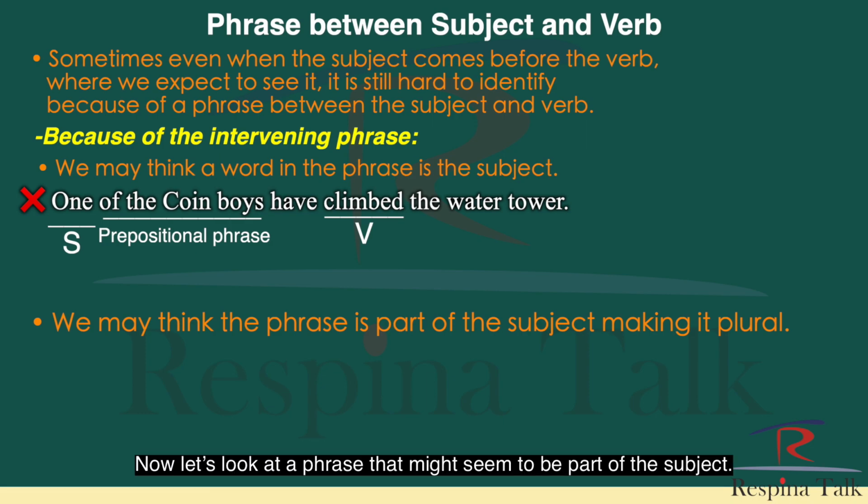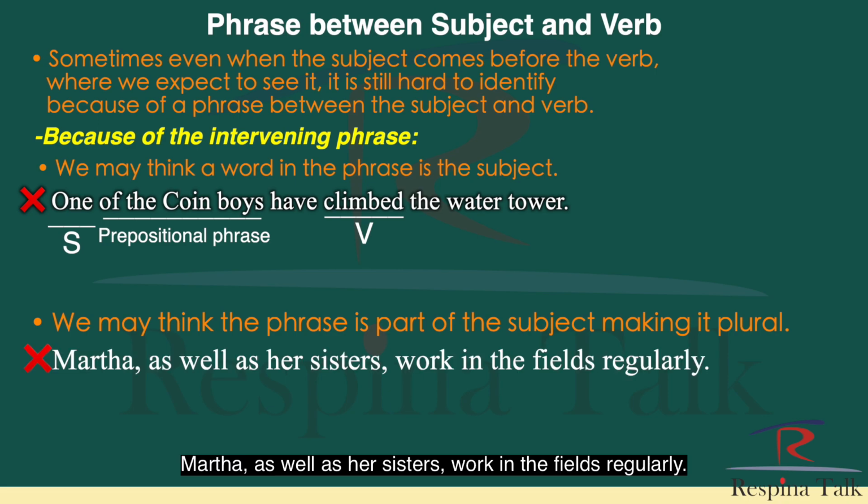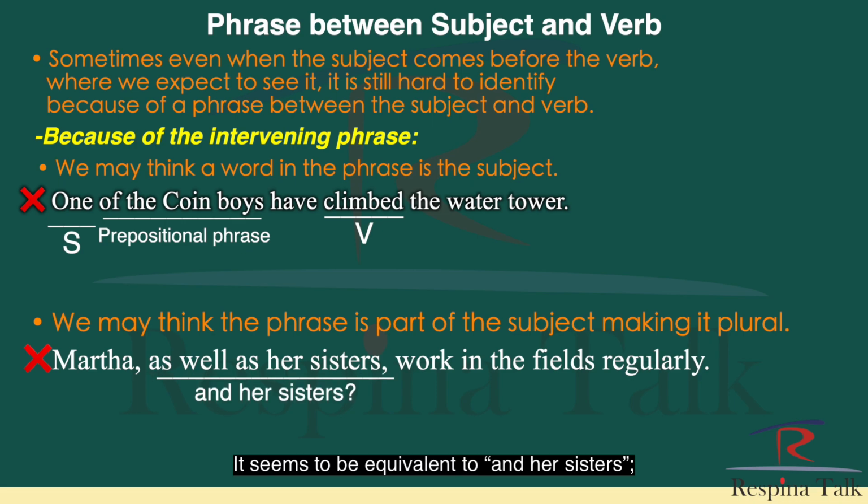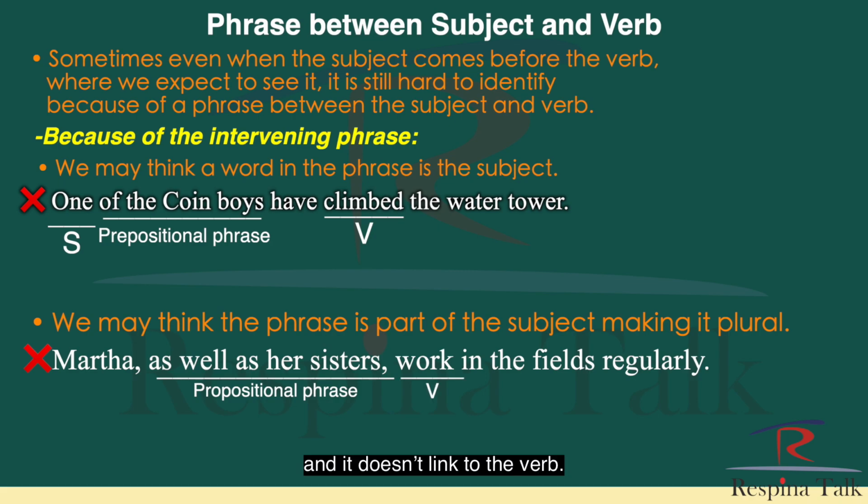Now let's look at a phrase that might seem to be part of the subject. Martha, as well as her sisters, work in the fields regularly. As well as her sisters seems to be part of the subject. It seems to be equivalent to and her sisters. But it isn't. As well as her sisters is again a prepositional phrase, and it doesn't link to the verb.